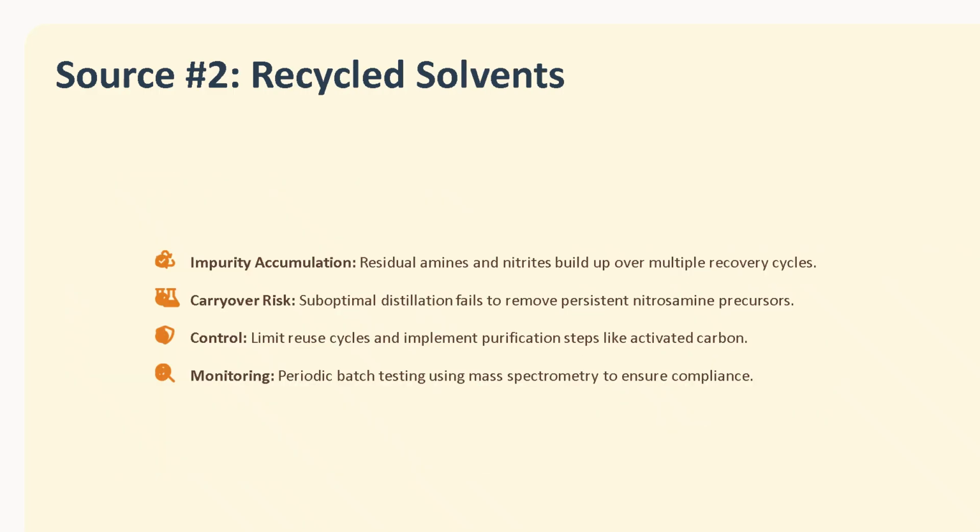Now let's talk about something widely practiced, solvent recycling. While it improves sustainability and reduces cost, it also introduces risk. With each reuse cycle, impurities like amines and nitrites can accumulate. And if your purification process, like distillation, isn't efficient enough, these precursors remain in the system. Over time, this creates the perfect environment for nitrosamine formation. To control this, limit the number of reuse cycles, implement additional purification methods like activated carbon, and most importantly, perform routine monitoring using mass spectrometry.